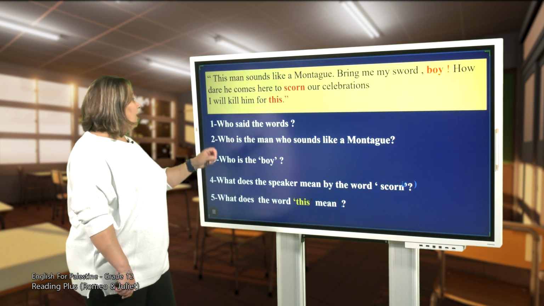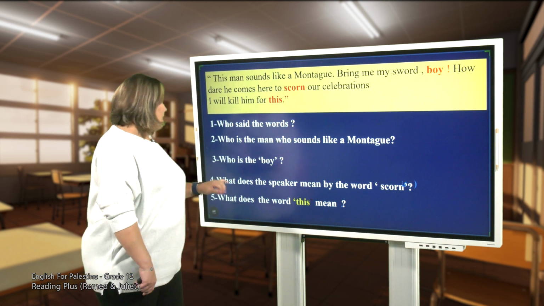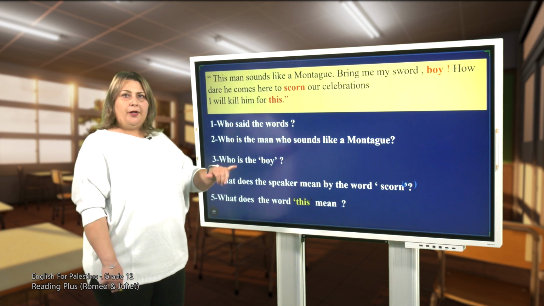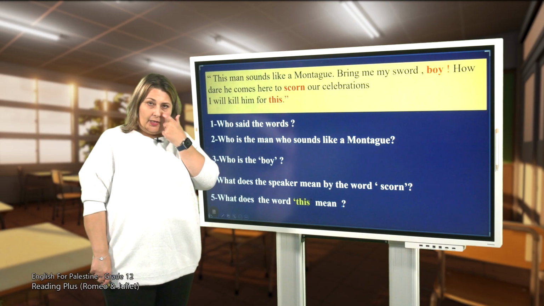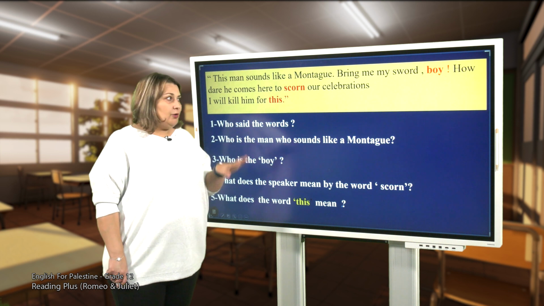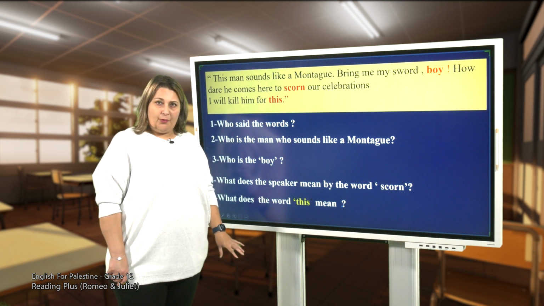Question number 1, who said the words? 2, who is the man who sounds like a Montague? Number 3, who's the boy? Number 4, what does the speaker mean by the word scorn? Number 5, what does the word this mean? Okay, I'll give you 3 minutes to read the quotation again and try to answer the questions. Okay?